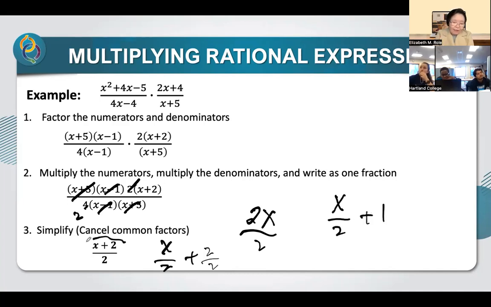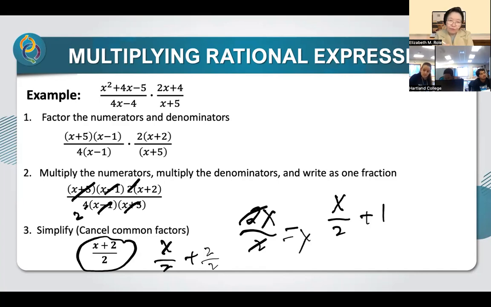But we want our final answer to be just one fraction, and that's the reason why we end it there. So you cannot cancel the 2 and 2. If it's a multiple, like 2x over 2, then you can cancel it out. But when it's addition, you cannot cancel anymore. It's only in multiplication that you are able to do cancellation, because 2x divided by 2 is equal to x.